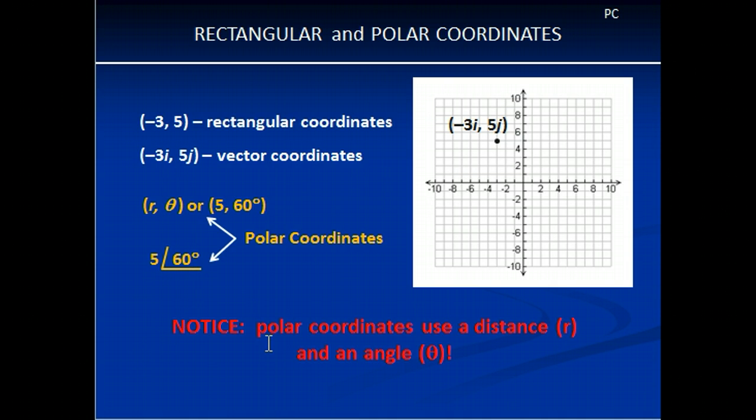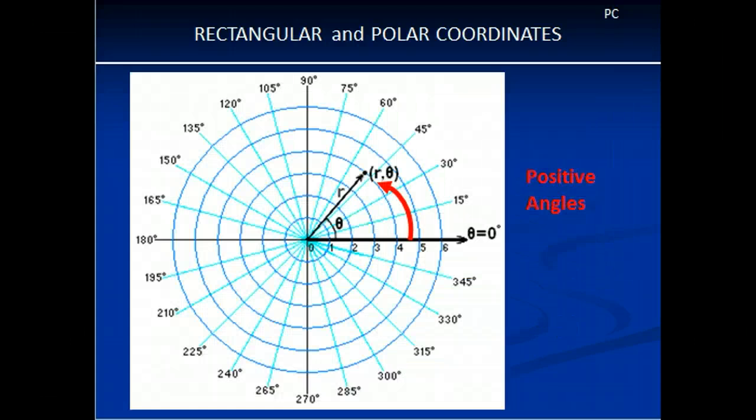Please note that polar coordinates use the distance and the angle. So if you ever get confused, if there's an angle, then that will give you a clue: the distance r and theta. Okay, let's keep going.